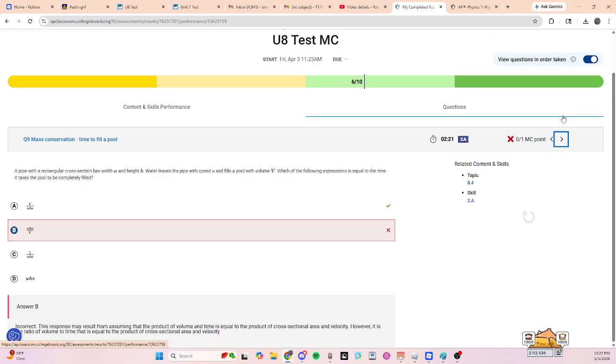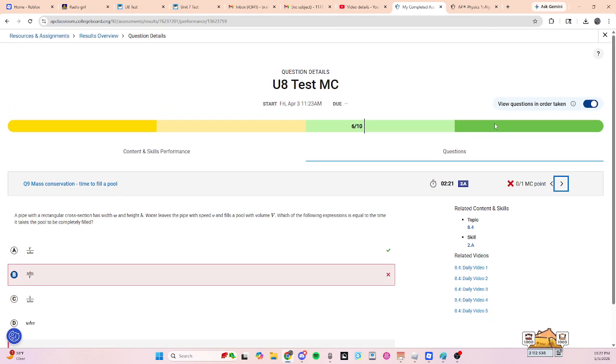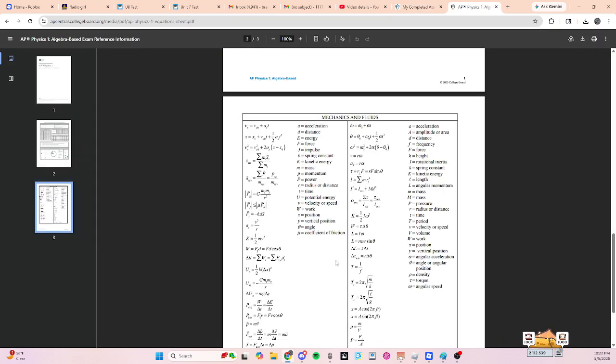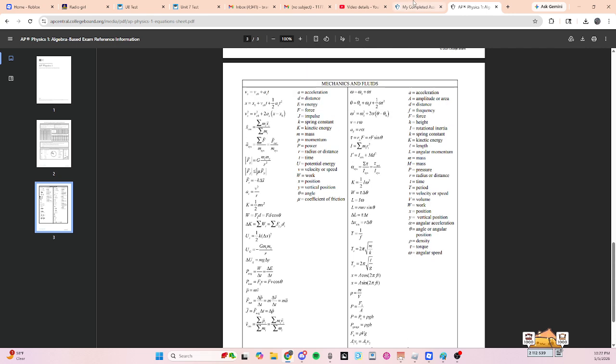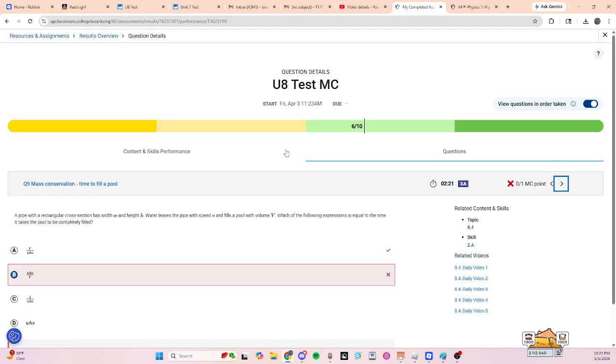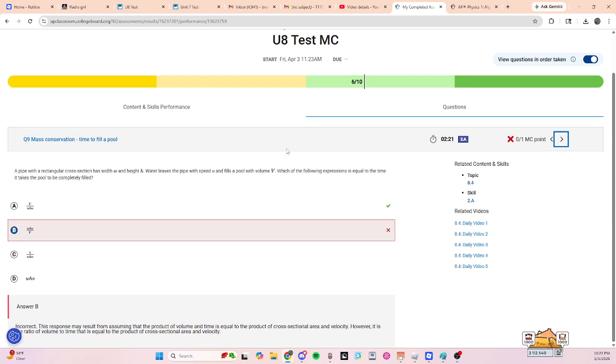Okay, next one I got wrong is this one. A pipe with a rectangular cross section has width W and height H. The water leaves the pipe with speed V and fills a pool of volume V. Which of the following expressions is equal to the time it takes the pool to be completely filled? Okay. I actually don't know. I think this one I just guessed because I didn't know how to do it.